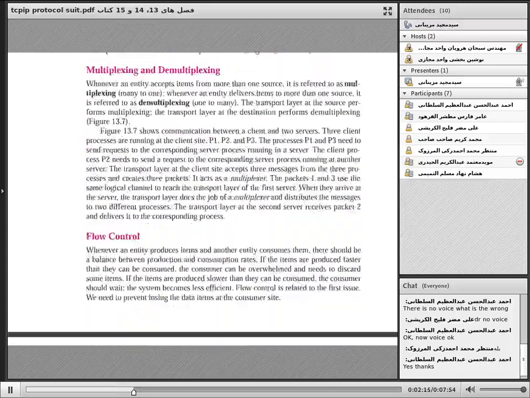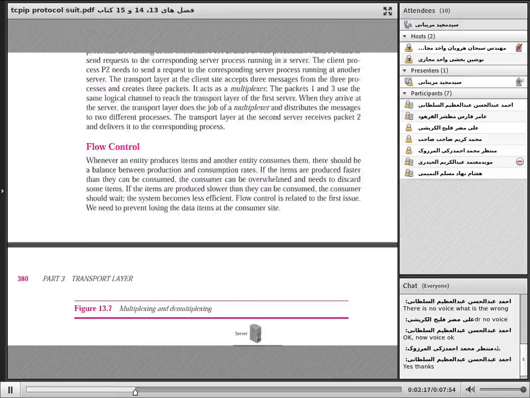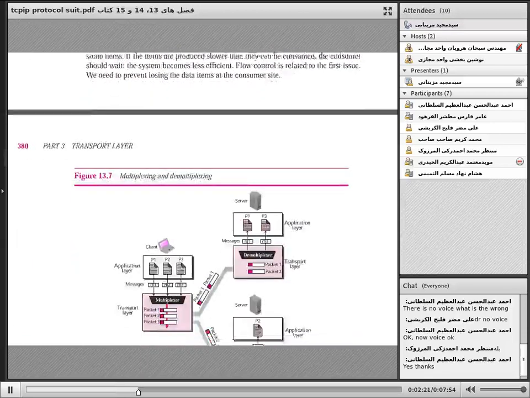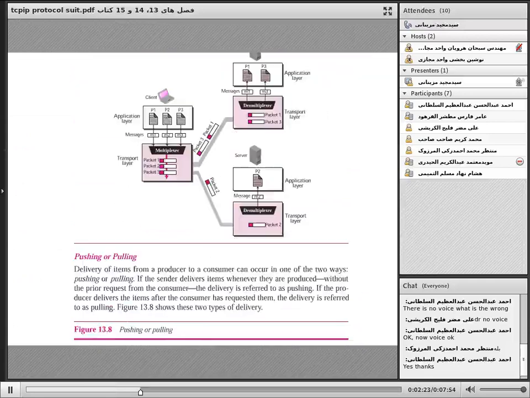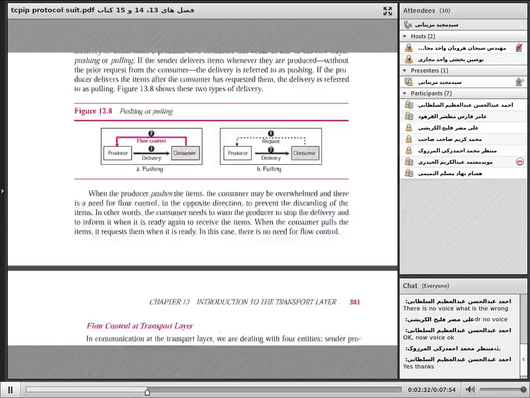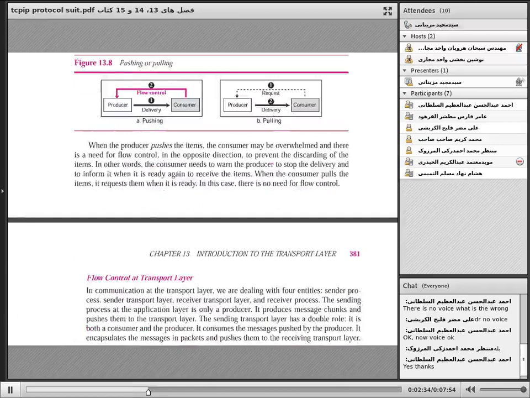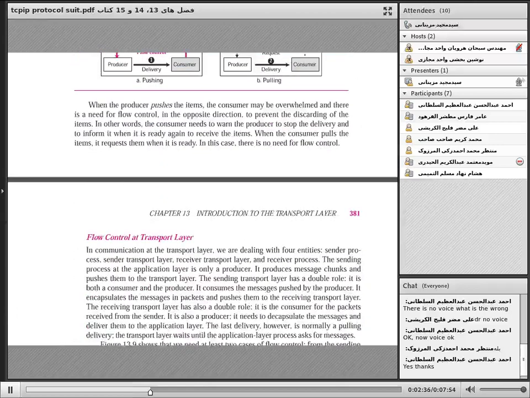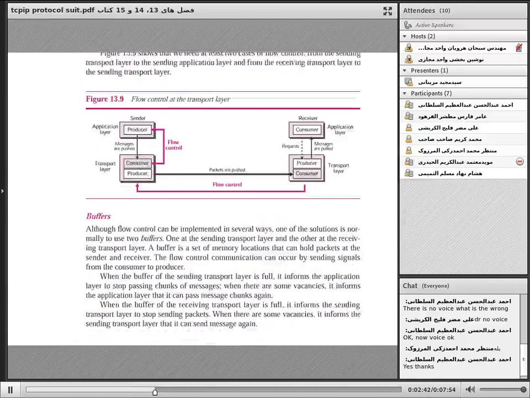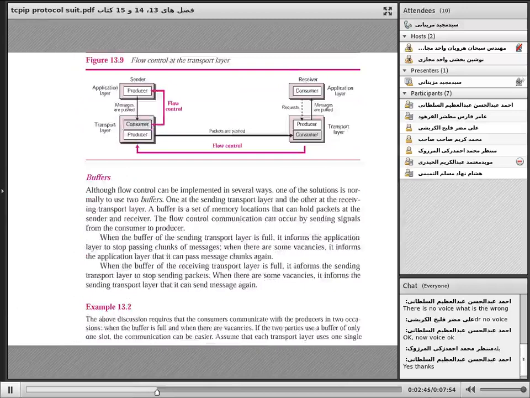I told you about flow control. کنترل جریان چی هست توضیح دادم جلسه قبل. What is pushing and what is pulling. اینکه pushing چیه و pulling چیه توضیح دادم جلسه قبل. I defined flow control at transport layer. I told you about buffers. در مورد بافر ها براتون صحبت کردم.